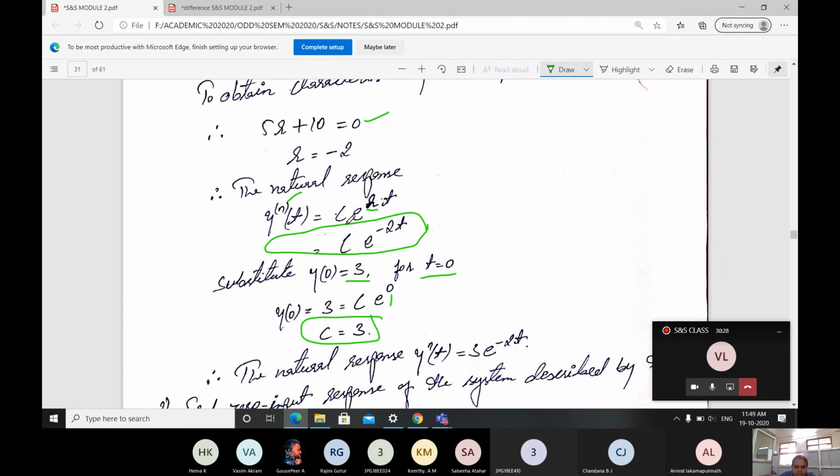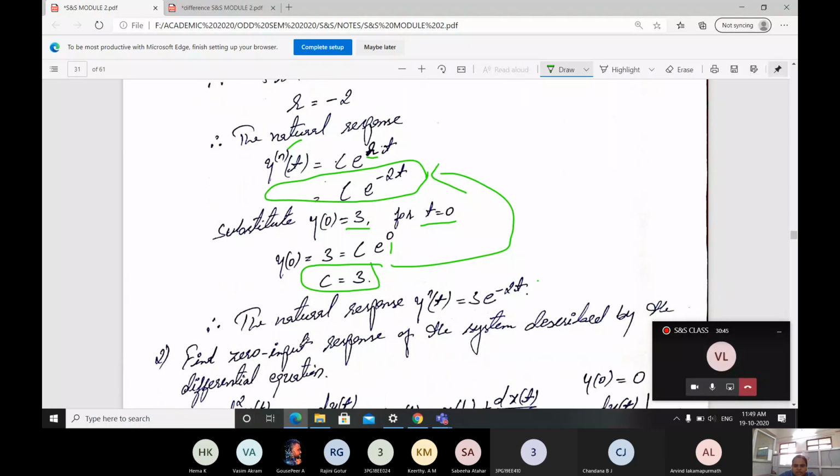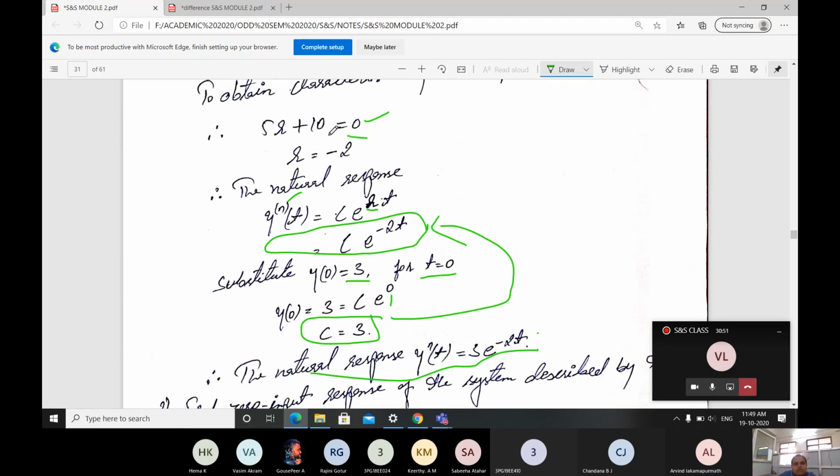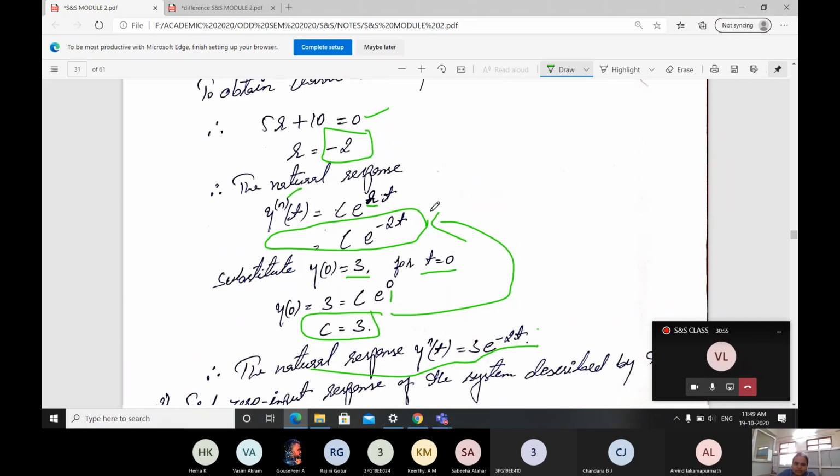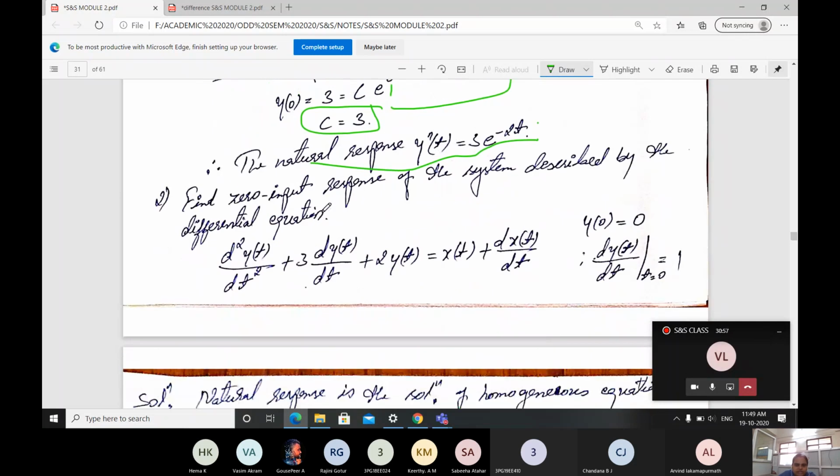Therefore the natural response, if I substitute the c value 3, is yn of t equals 3 e power minus 2t. Substitute in this equation, you will be getting it. This is what you got for the natural response. This is the problem where our root is a real one, minus 2 only. Next we will solve the next problem.